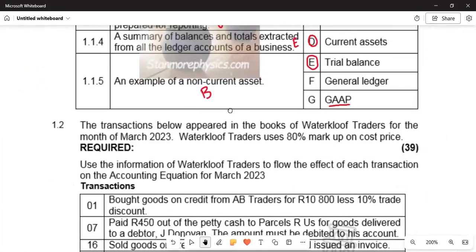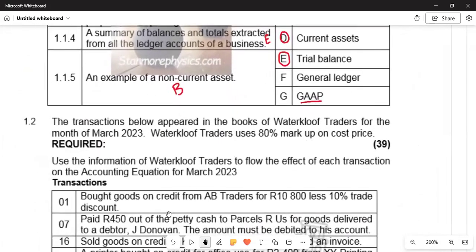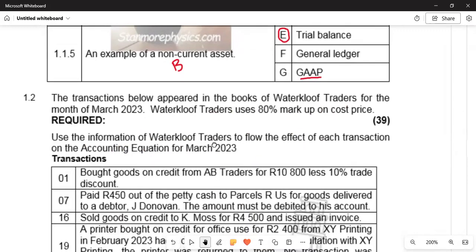Now we are coming to 1.2, which reads as follows. The transactions below appeared in the books of Waterkloof Traders for the month of March 2023. Waterkloof Traders used an 8% markup on cost price. Use the information of Waterkloof Traders to show the impact of each transaction on the accounting equation for March 2023. That is what we are asked to do.